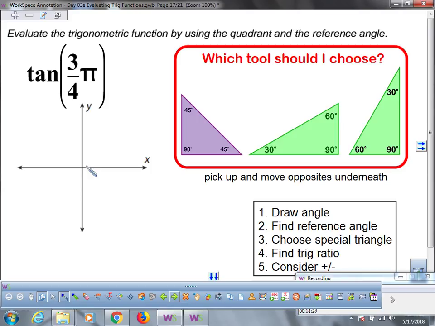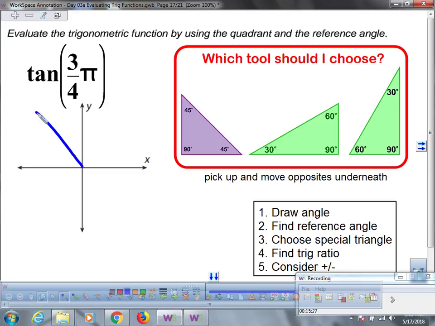Now let's just count it. If I had a fourth of a pi, 2/4 of a pi, 3/4 of a pi. So I've drawn my angle, and I already know the reference angle, because that's what I was referring to. It's 45. My special triangle is going to be the 45, 45, 90, so it's going to be 1, 1, and √2. So I draw this, and it's 1, -1, √2.